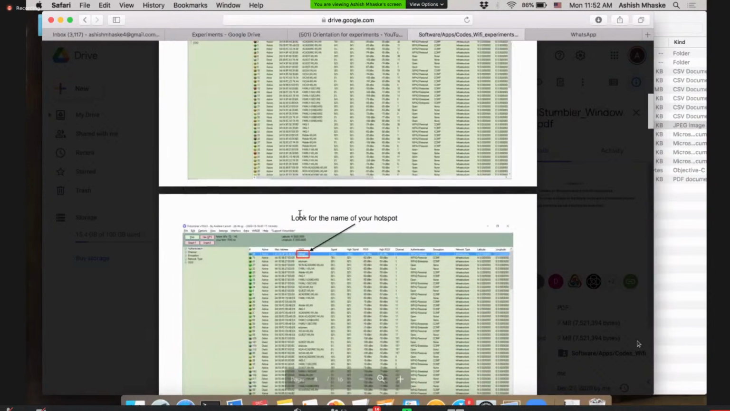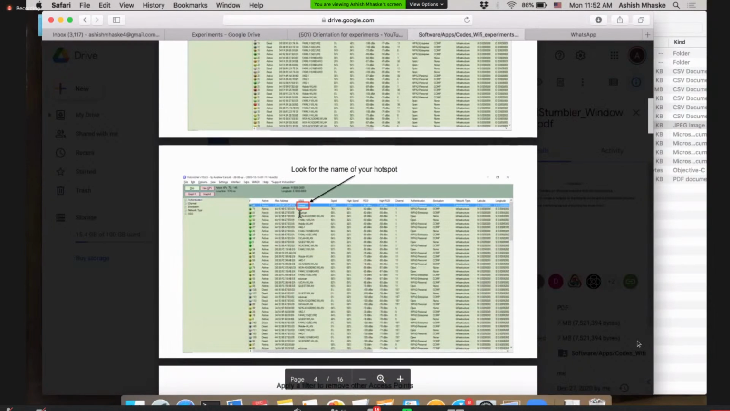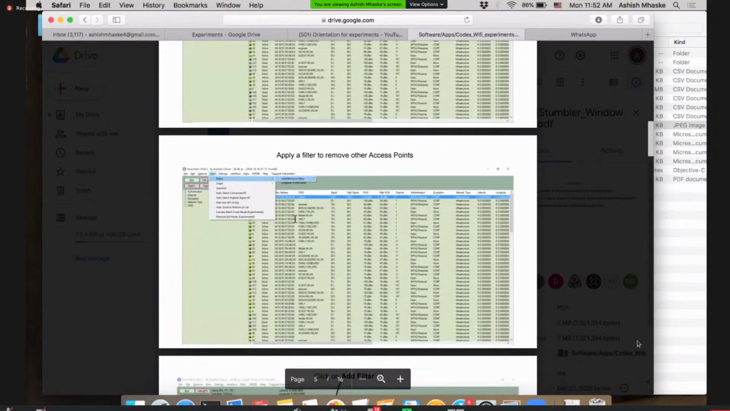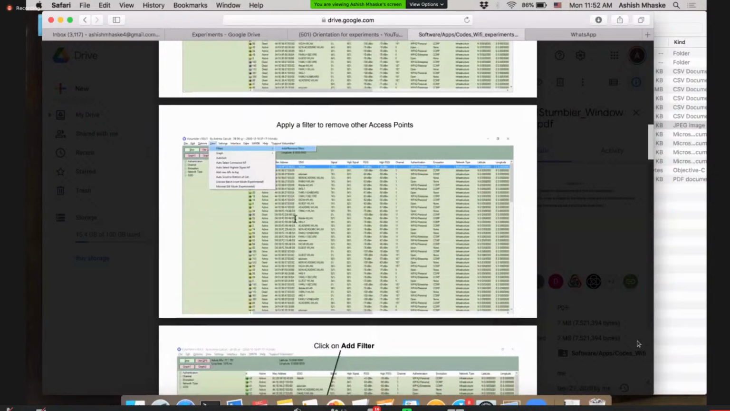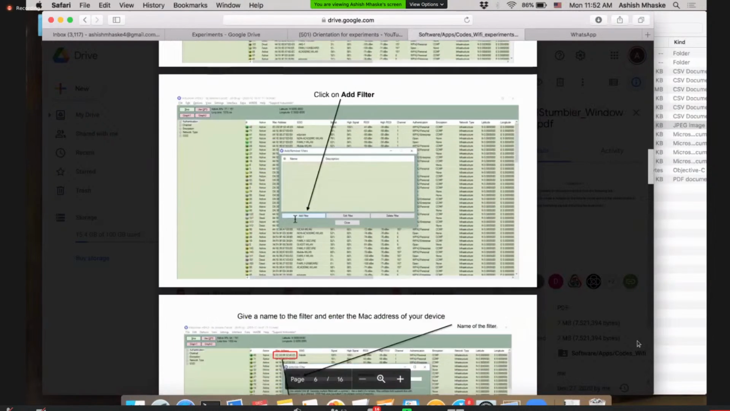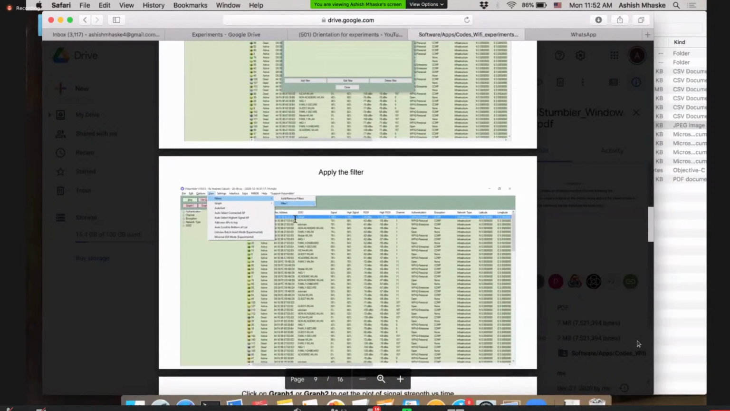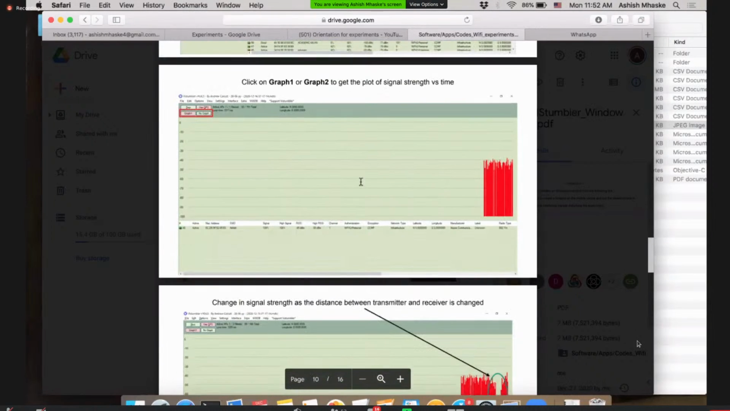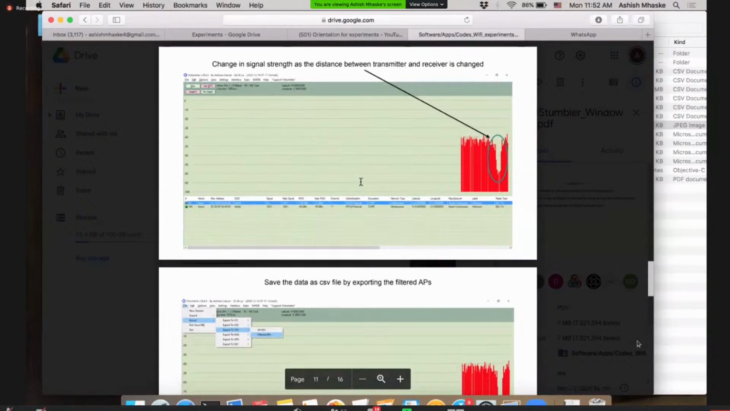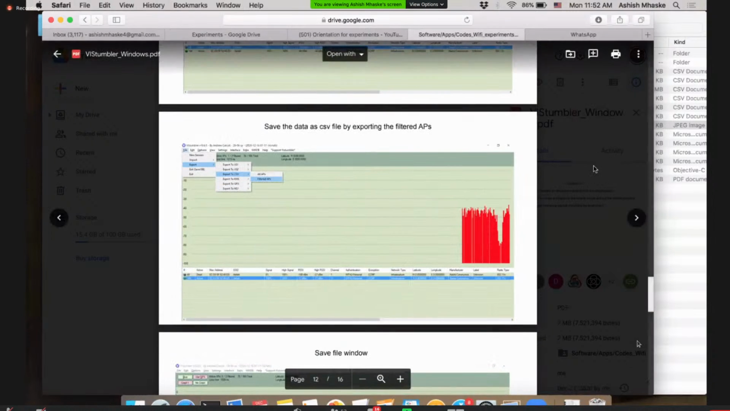But you are interested only in your mobile phone or the device that you have created the hotspot on, and that is why you have to create a filter to ignore all the other access points and just capture data from your mobile phone. How to apply that filter is given in the documents. It is again pretty straightforward. If you have any difficulty in applying the filter and collecting data, you can contact us. So this is for Windows.